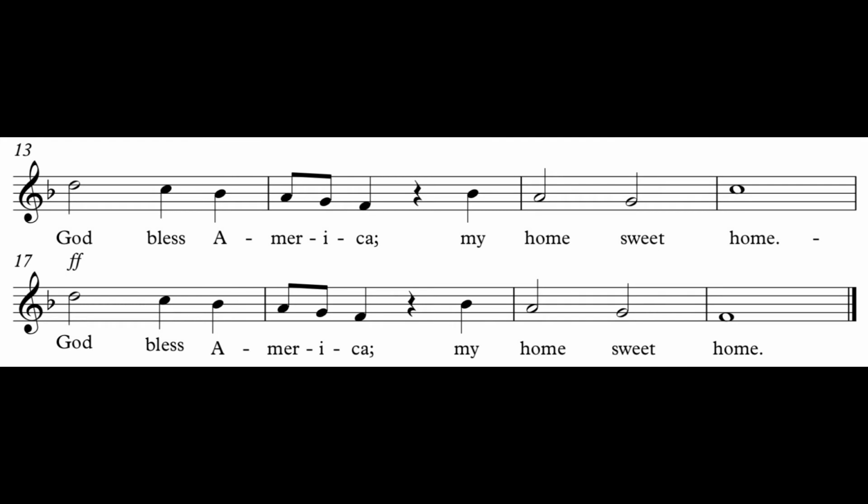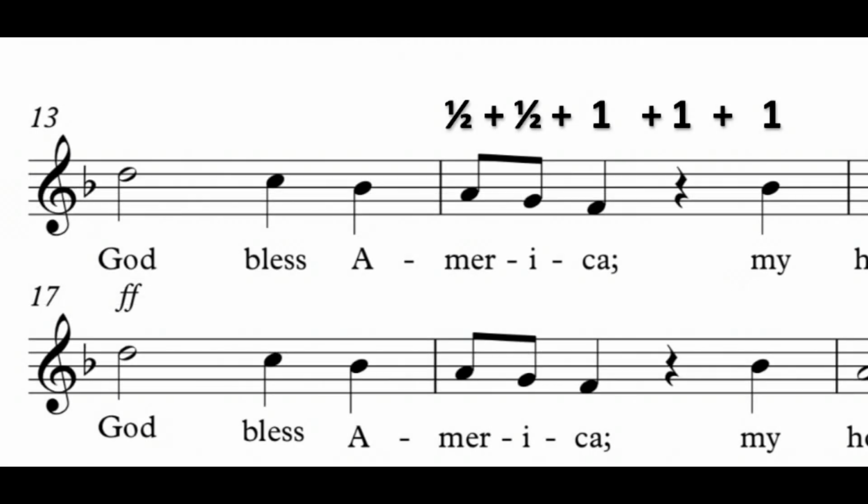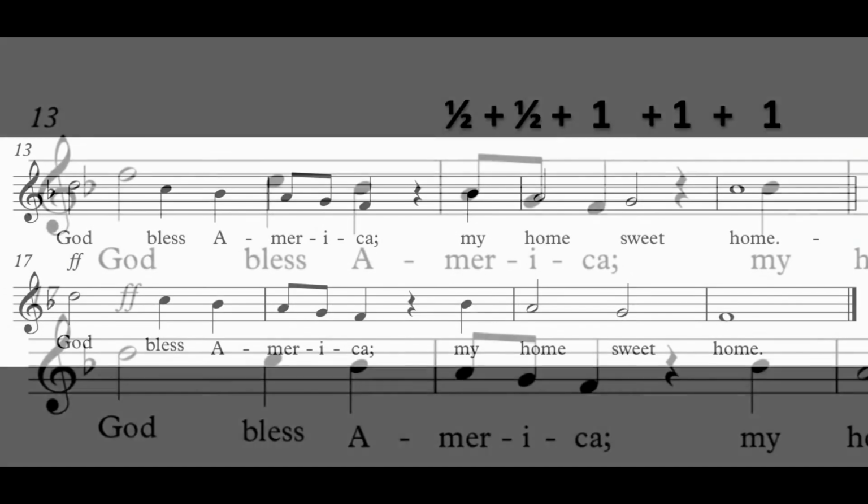I have an eighth note, quarter note, a rest, another quarter note. What does that look like broken down? Half plus a half for the eighth notes, plus 1, plus a 1 for a silent rest count, plus another note. So put that all together, mathematically speaking, obviously it's also worth 4 counts.